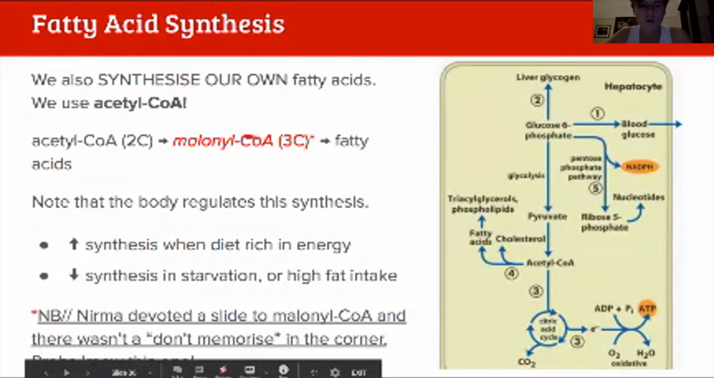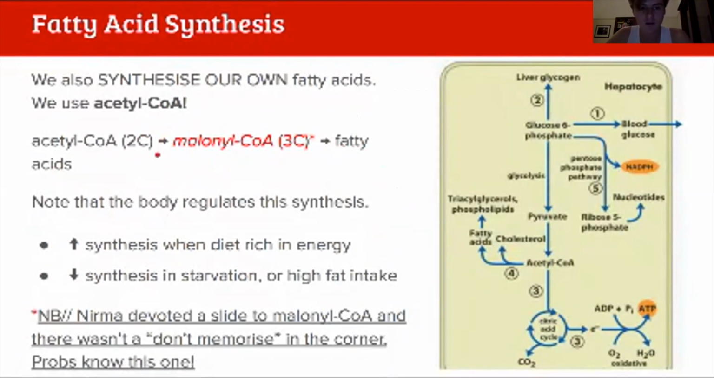Now, what it involves is this intermediate step here, okay? This little red boy here, malonyl-CoA, is a 3-carbon molecule. Acetyl-CoA is a 2-carbon molecule. So first there's a conversion step to get that 3-carbon molecule, and then that 3-carbon molecule is joined with other molecules of its kind. So lots and lots of malonyl-CoA is joined together, and we get fatty acids.